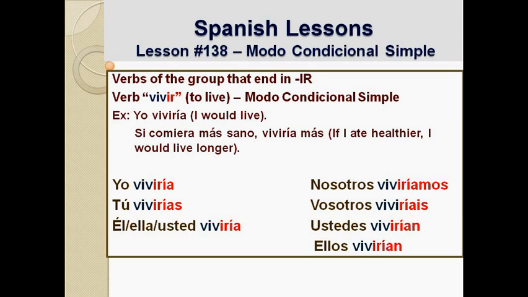So we have conjugated in Modo Condicional Simple the verbs that end in AR, the verbs that end in ER, and the verbs that end in IR. In the next class, I will show you how to conjugate in the Modo Condicional Perfecto.